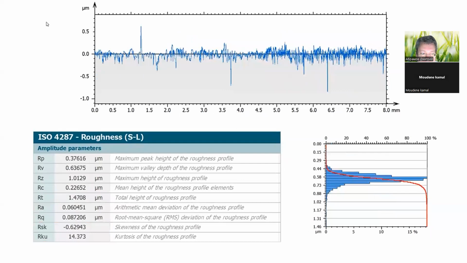Last example, measured on a ground surface. The distribution shows a nice Gaussian shape, slightly shifted towards the top because of a few deep grooves. Thus, the value of Rsk is slightly negative, and there is a large value for Rku. The mean value, Ra, is very small compared to the peak to valley Rt. All these parameters can be used in specification.